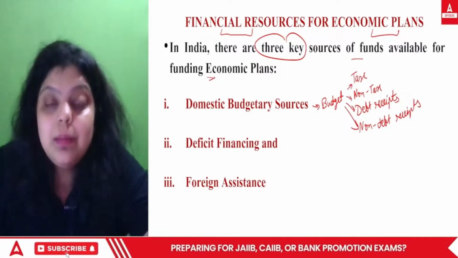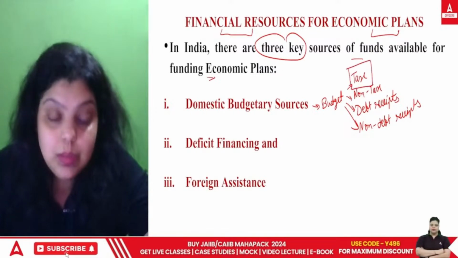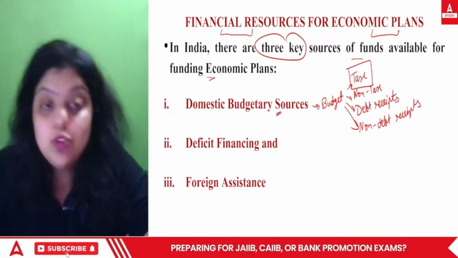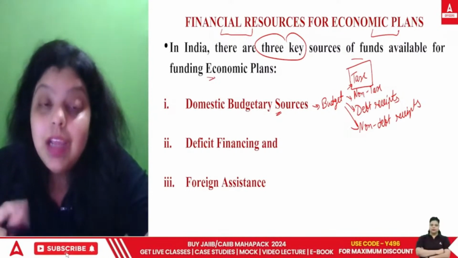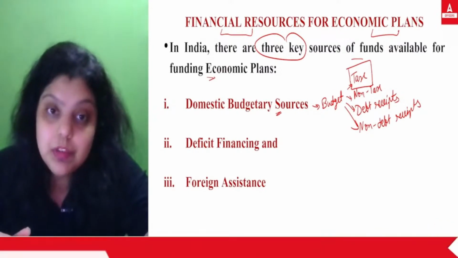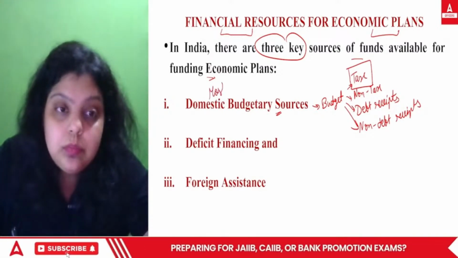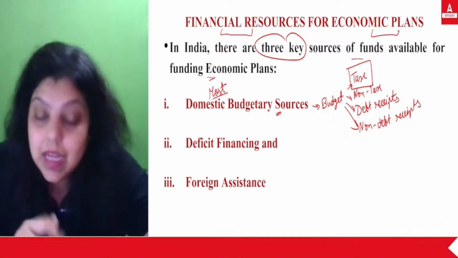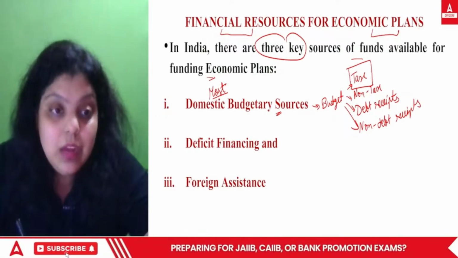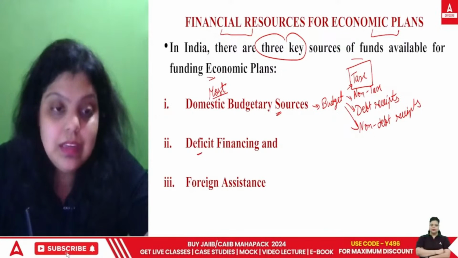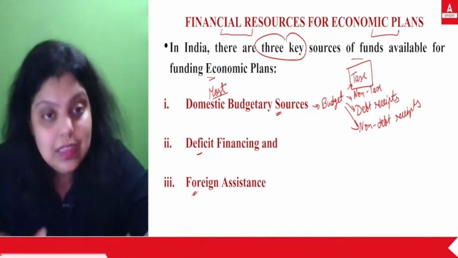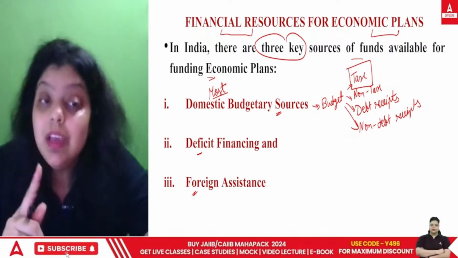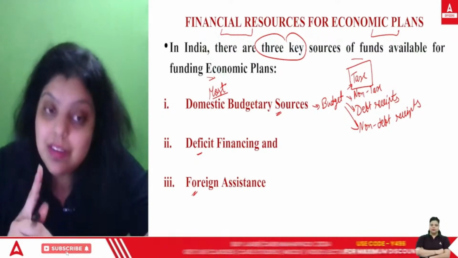Out of these four ways, the maximum money the government collects is from tax revenue. Domestic budgetary sources are the sources in which the government earns money from the budget, and most of the funds available for funding economic plans come from them. The second most important way is deficit financing, and the third is foreign assistance. Do remember the sequence, because in October 2023 one question was seen on this sequence.